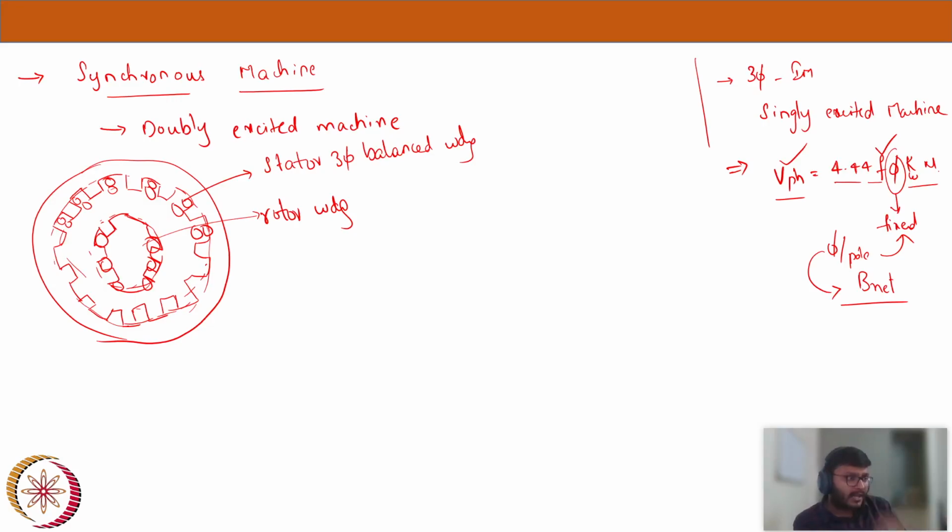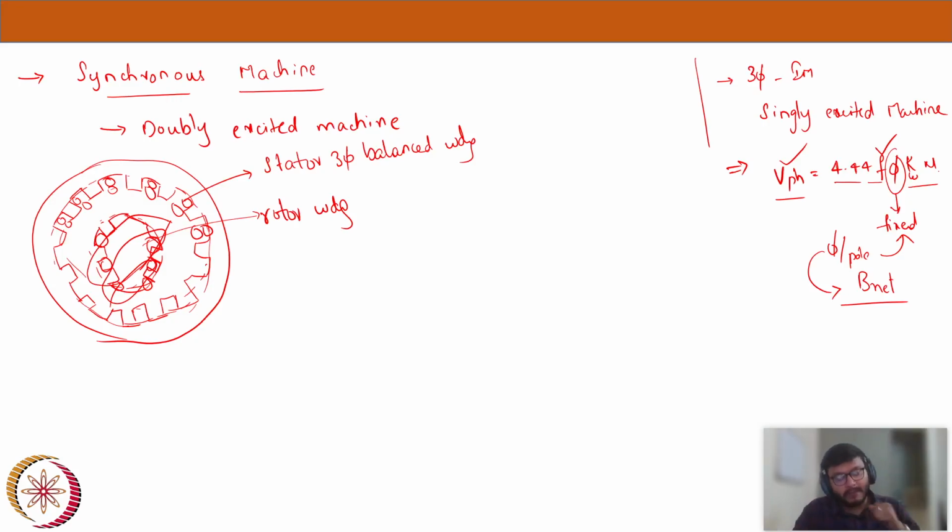You can just take a wire and wind it around, like from the figure. You just bring it from here, and bring it from here, and bring it from here, like that. You can just wind it around the rotor slots. It doesn't matter, because it's not a three-phase winding we require here.